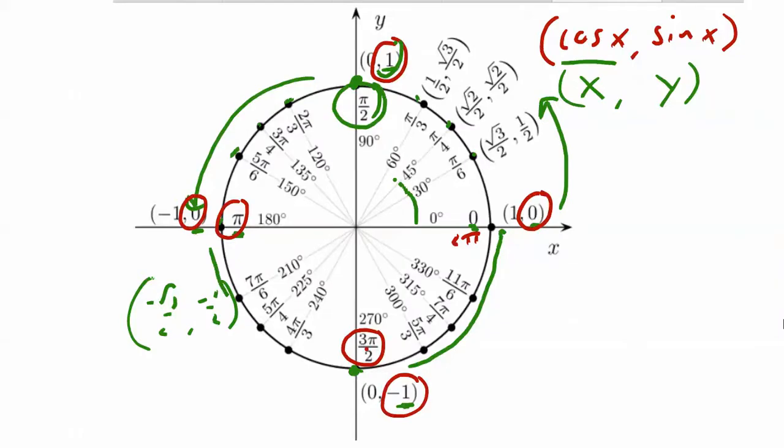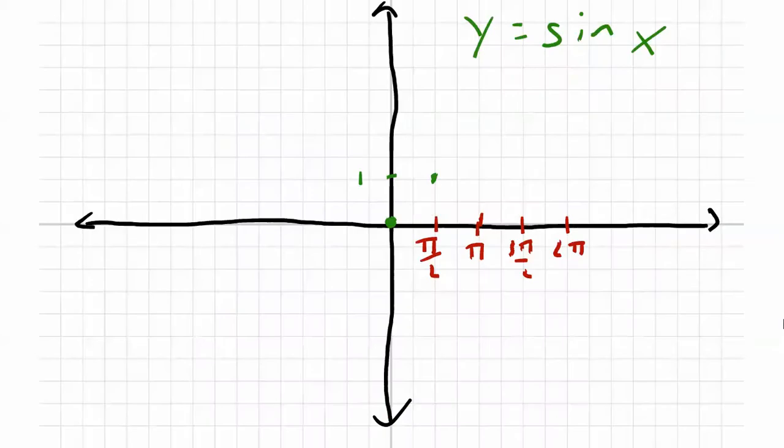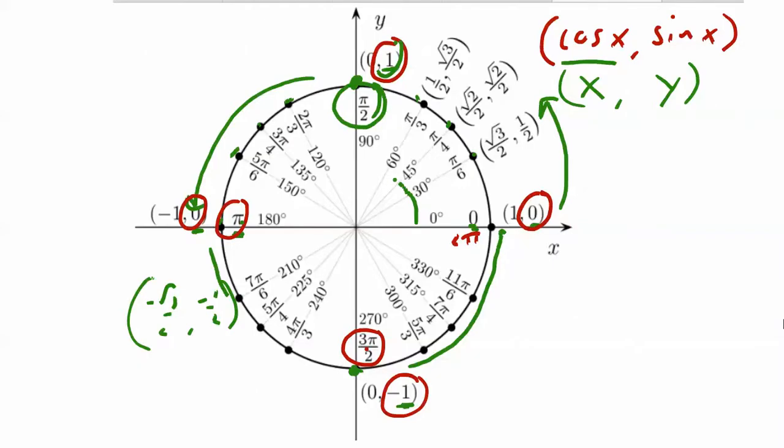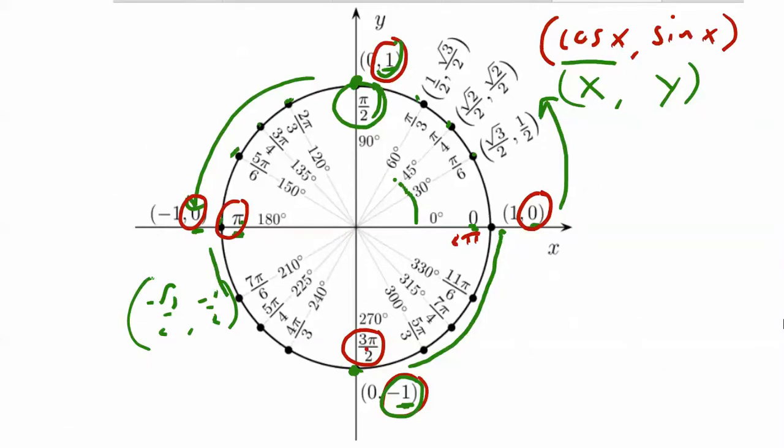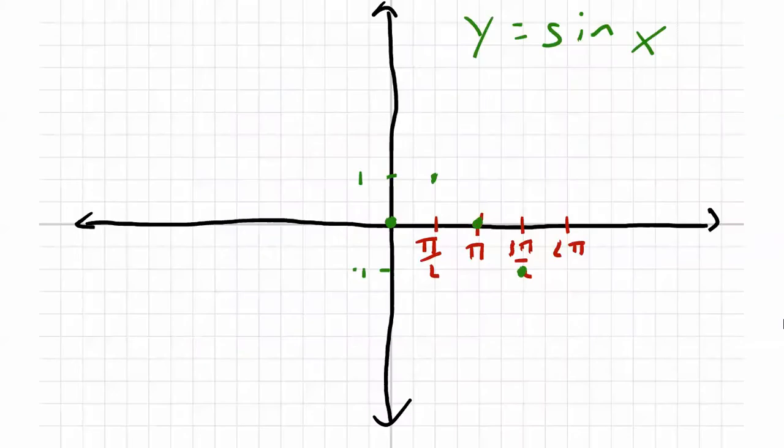Then my sine graph starts to come back down, and at pi, my y value is 0. So at pi, I'm back to 0. At 3 pi over 2, I'm now down at negative 1. So 3 pi over 2, there's negative 1 down there. Okay. And then lastly, at 2 pi, I'm back to 0 again. So 2 pi, I'm back to 0. And then this would repeat.